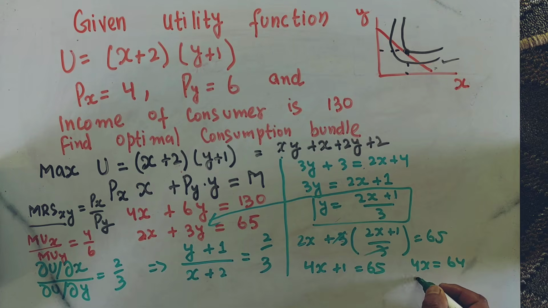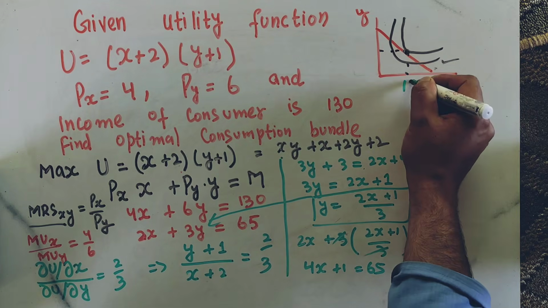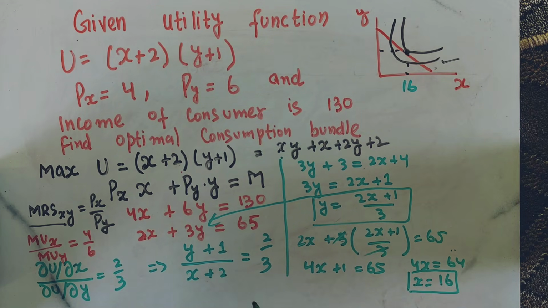Dividing both sides by 4, x will be equal to 4. Ones are 4, even 4 sixes are 24. So optimal consumption of good x will be 16. So we have 16 here. What about optimal consumption of good y?